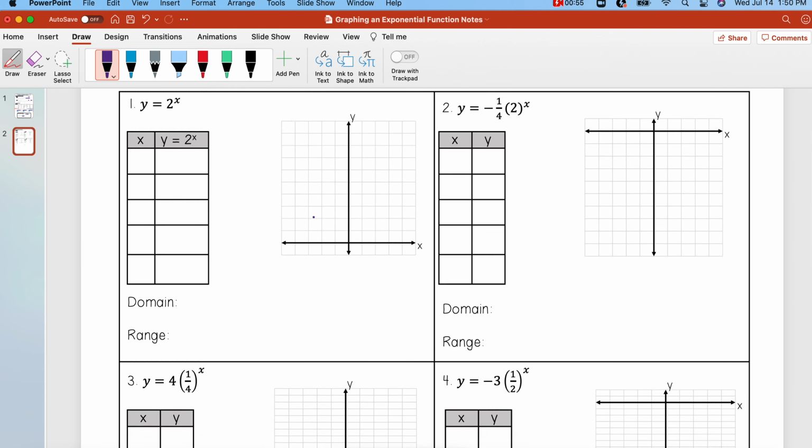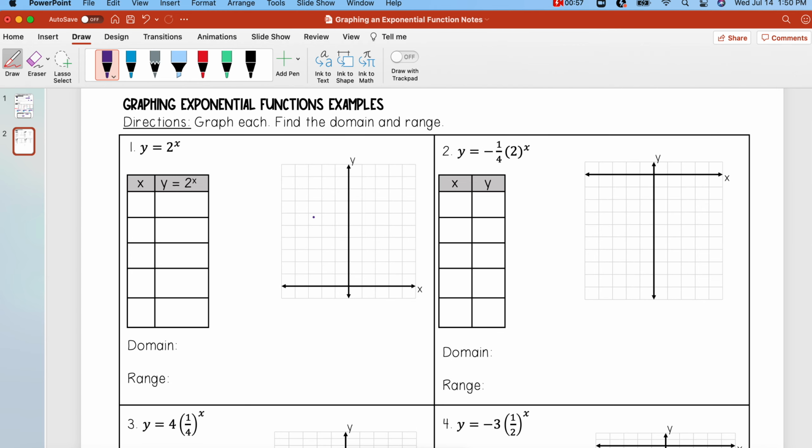So let's go ahead and work through some examples. My first function here is y equals 2 to the x. My first step is to figure out some of those x values to get my ordered pairs. Again, I normally just like to choose these 5, and then I'm going to plug them into my function to find my y value. For this first one, x is equal to -2, so I'm going to plug in -2 for x.